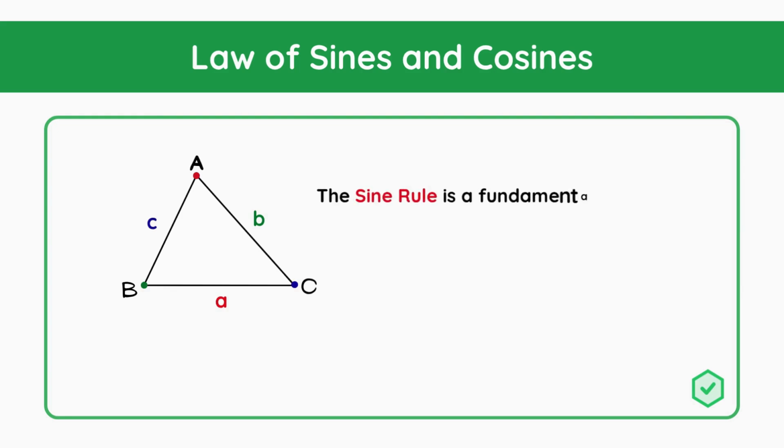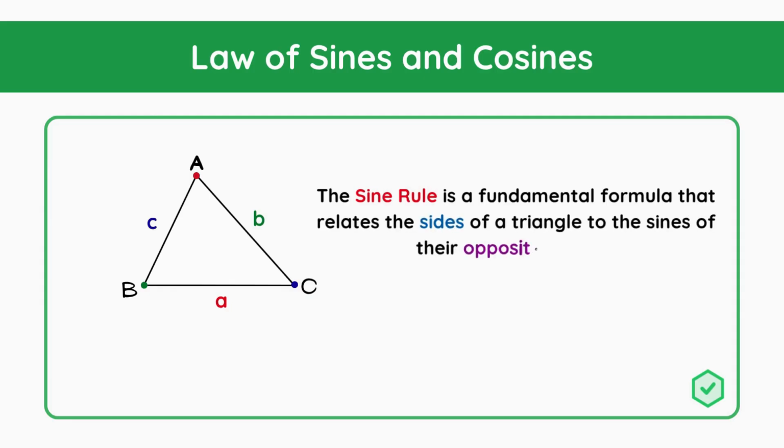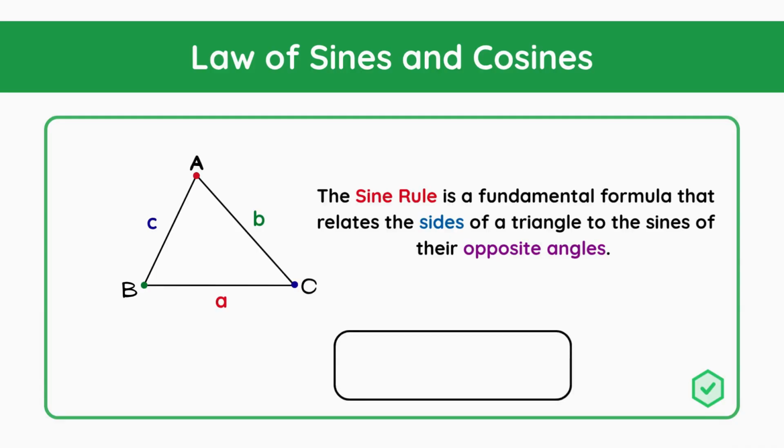The sine rule is a fundamental formula that relates the sides of a triangle to the sines of their opposite angles. When you are looking for a missing side, we write the formula with the side lengths on top. A over sine A equals B over sine B equals C over sine C. Keeping the unknown side at the top of the fraction makes the algebra much simpler. Now, when do we use the sine rule to find a missing side? We use it whenever we know two angles and one side.